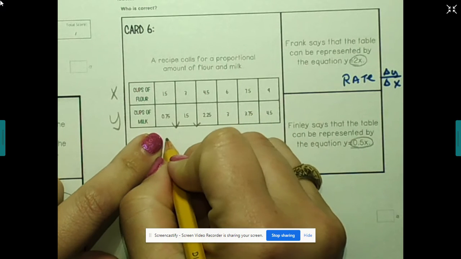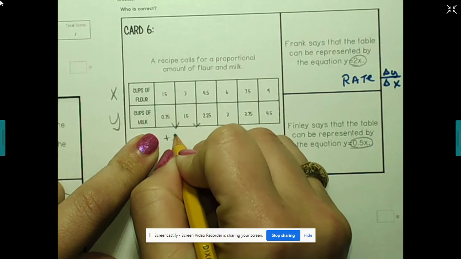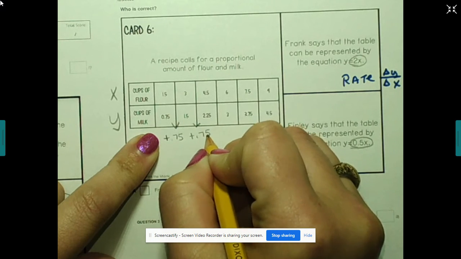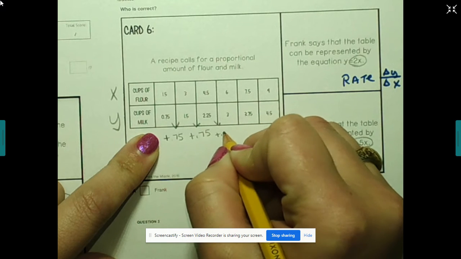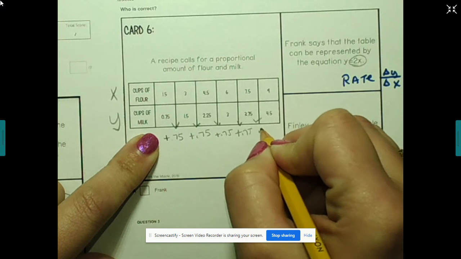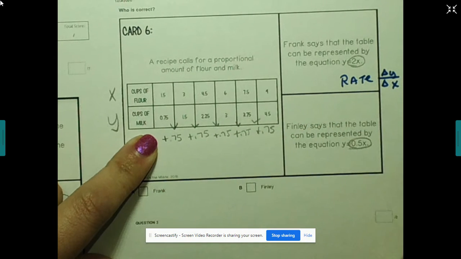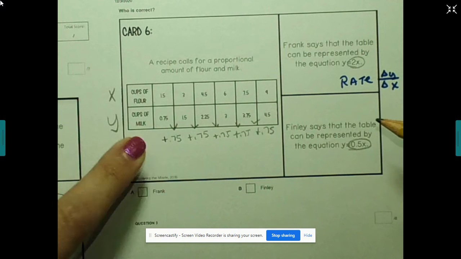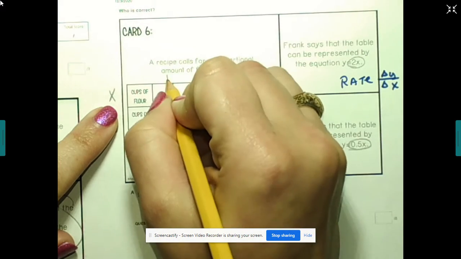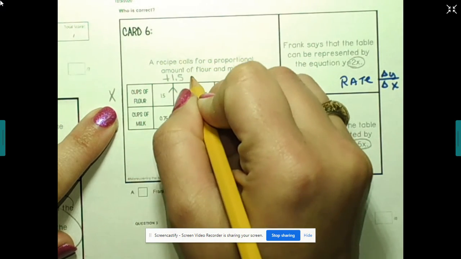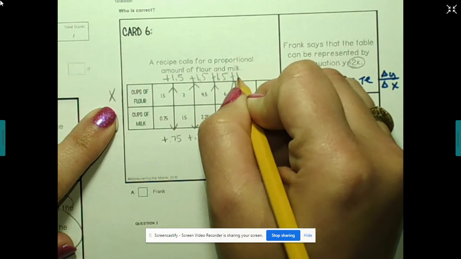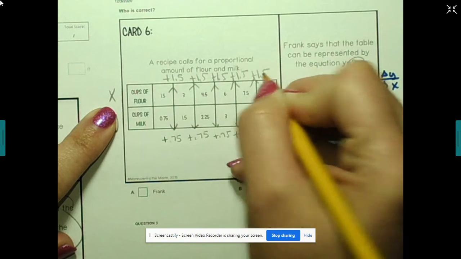So here, it's going to be plus 0.75. Here, it's plus 0.75, plus 0.75, plus 0.75, plus 0.75, which is nice. They're all the same. And you might say, well, neither of these say 75. I'm not done yet. That's just my y. Okay, now I have to do my x. From 1.5 to 3, plus 1.5, plus 1.5, plus 1.5, plus 1.5, plus 1.5, okay?